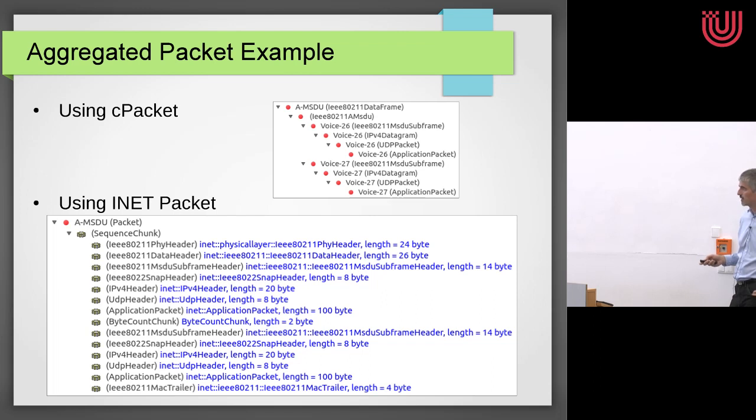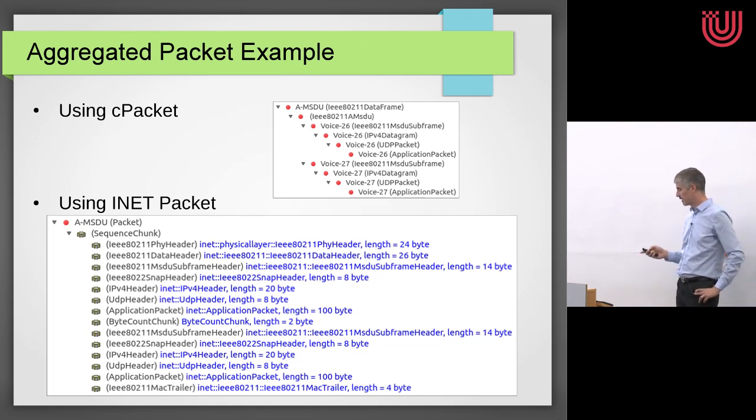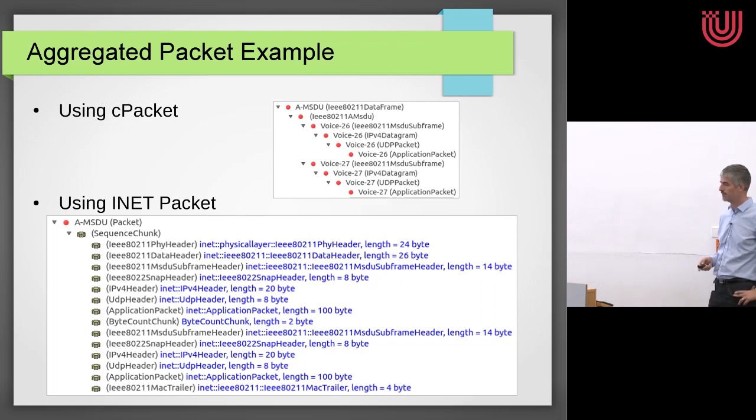This byte count chunk is basically a padding that has to be there according to the standard, 2 bytes, so that it's 4 bytes aligned. And then the other frame. So this is an aggregated packet example.